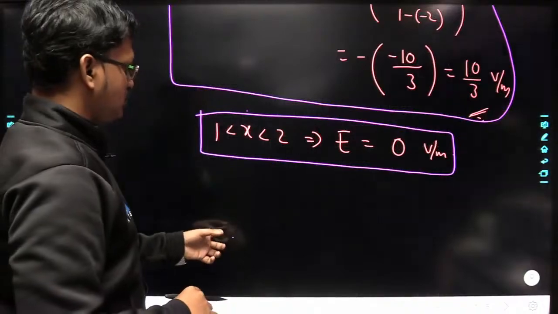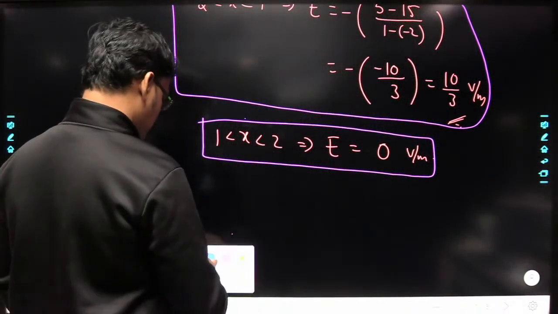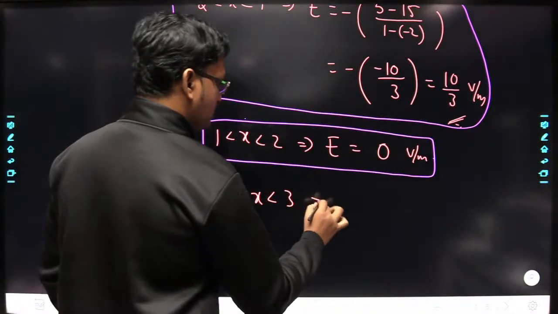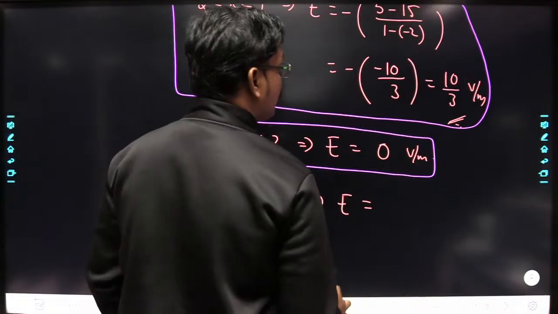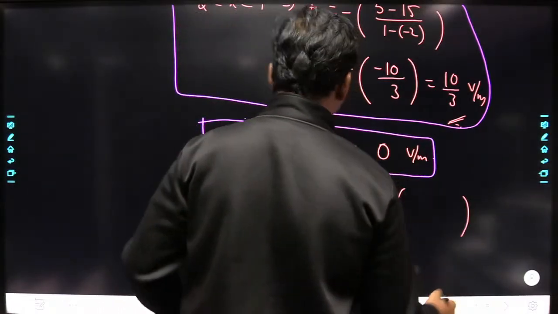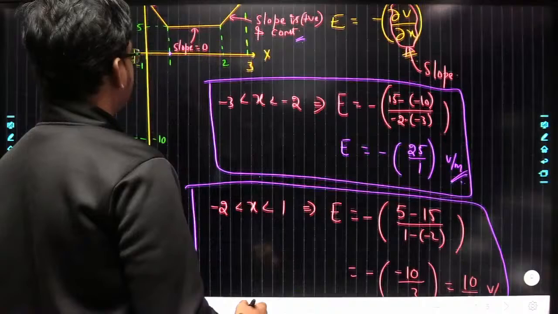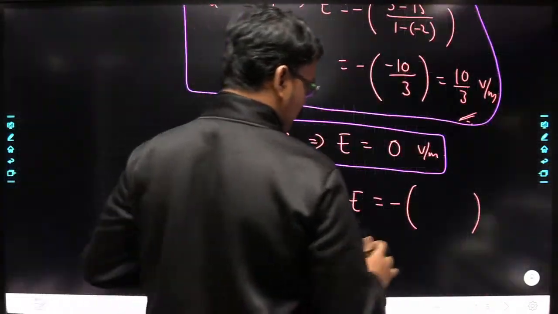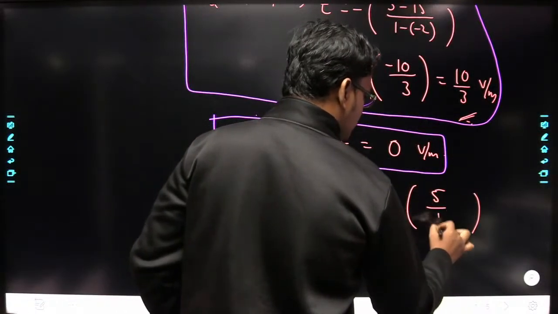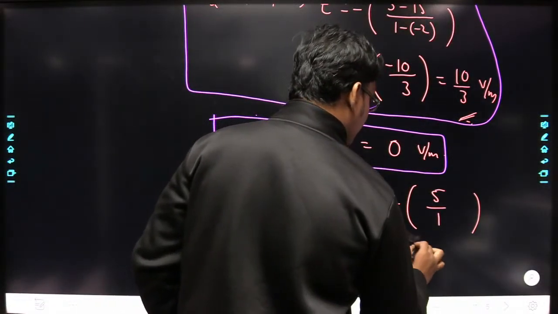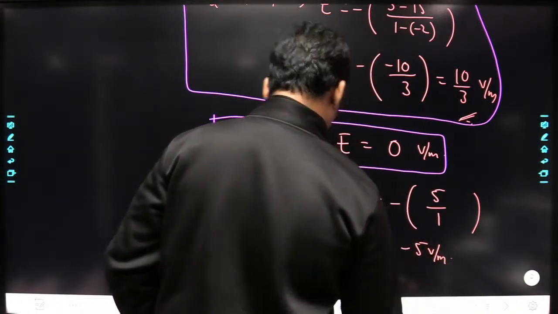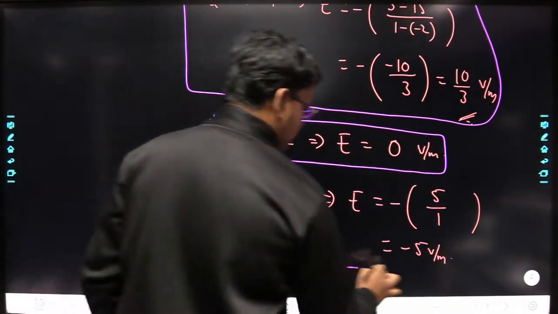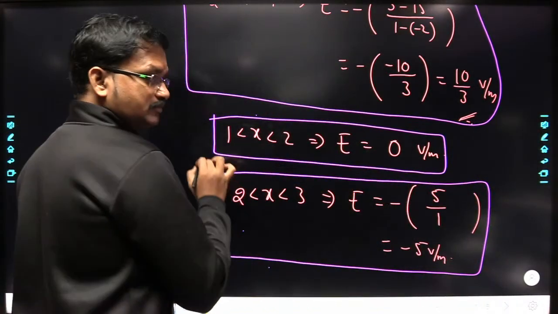Right? Okay. So within the range 2 to 3, the electric field we got here is equal to minus of change in V by change in x, that is 10 minus 5 divided by 3 minus 2, that is 5 by 1, that is minus 5 volt per meter. So this is the electric field. Right? Okay.